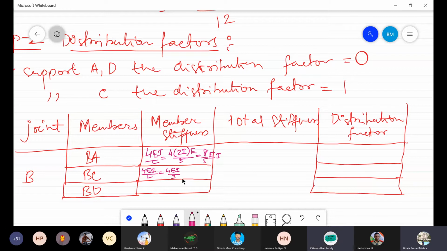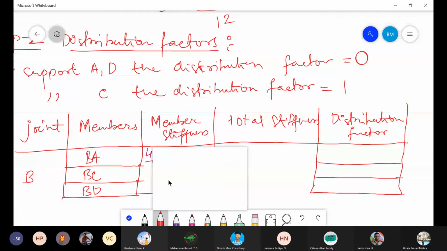Sir, for BC, it is simply supported, sir. Okay, sorry, sorry. Yeah, this is for BD. Okay, so wait, let me erase this one. Right, this is for BC.